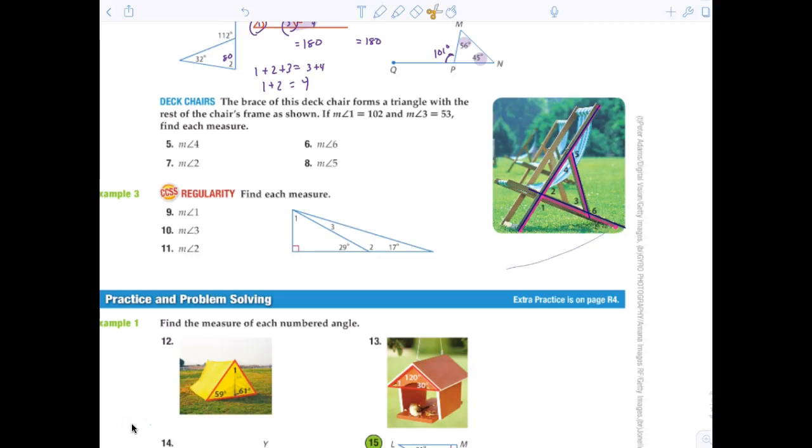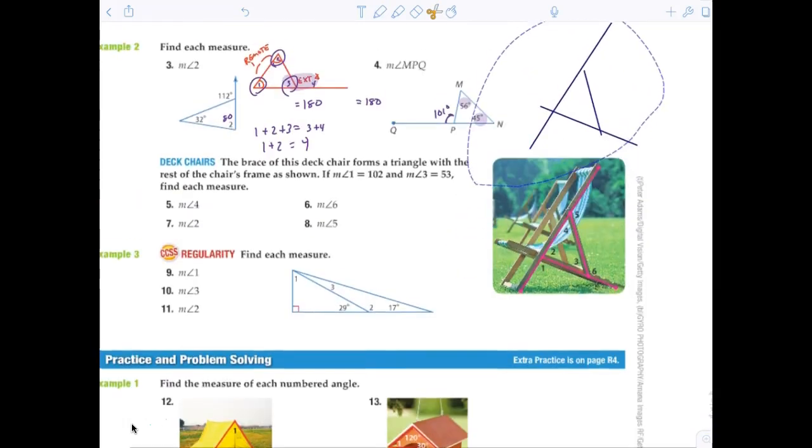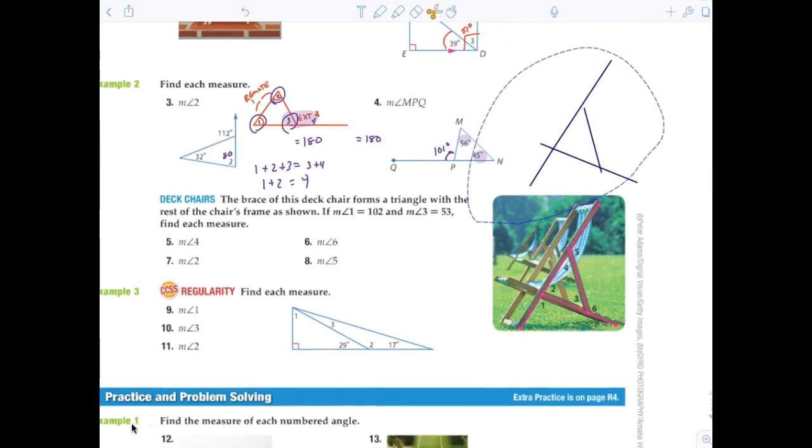And now I'm kind of moving it around a little bit. All right, that's kind of what we're looking at. And it says the measure of angle 3 is how much? 53. So now I'm going to go back and put 53 right here. And then angle 1 is what? 102. All right. Now, honestly, we could find the rest of the angles, correct?